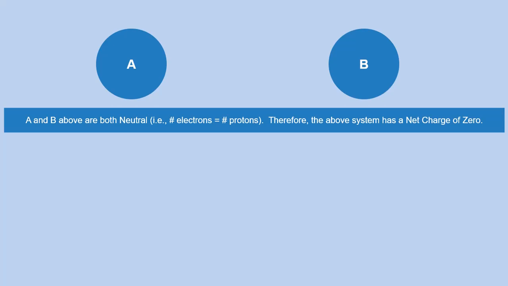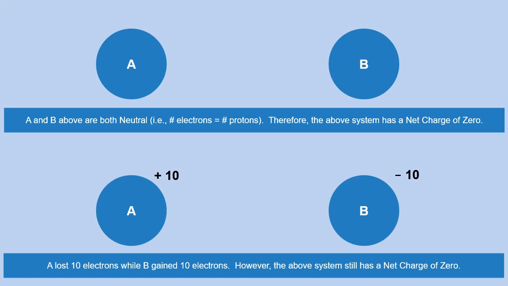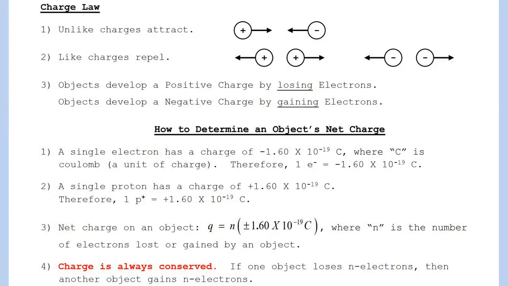Now let's say that we take A and B, we rub them together, and 10 electrons leave object A and jump onto object B. Well, now object A has a positive 10 charge, while object B has a negative 10 charge. But the system as a whole is still 0 charge. So this is a demonstration of the conservation of charge.